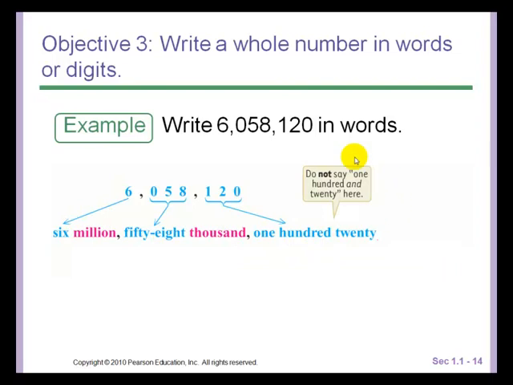6,058,120. One quick note, do not say and between the 100 and the 20. A lot of people say it, and occasionally I make that mistake myself, but technically in math, the word and, when you're talking about a number, is the decimal place. There is no decimal place here, so you shouldn't have the word and. It's just 120.